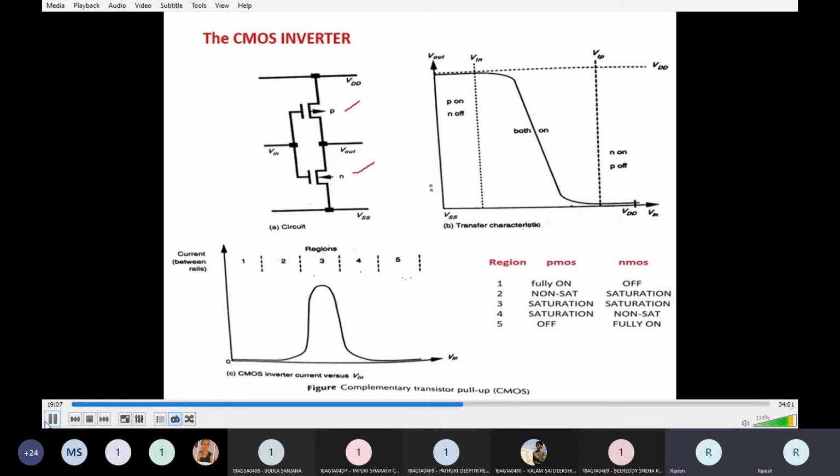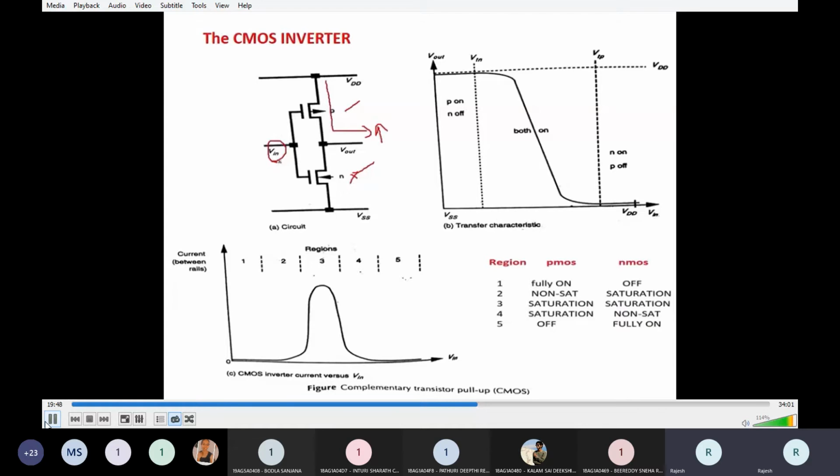Now we will see the operation for low input. For low input, that is logic 0, PMOS turns on. The PMOS transistor is on for low input and off for high input, whereas the NMOS transistor is on for high input and off for low input. So for low input, PMOS turns on and NMOS turns off. Whenever it is off, it is open circuited. Now VDD is directly connected to the output, hence you will get high output.